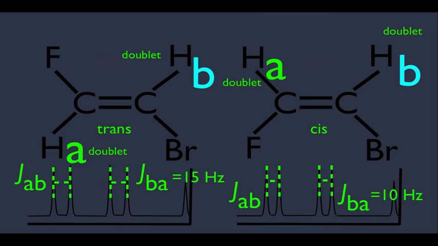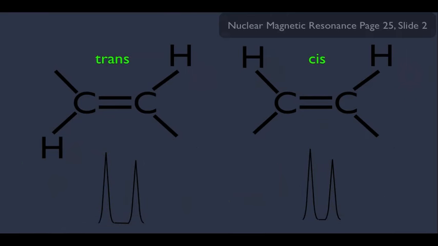So here's the point that I'm trying to get across. If you have a trans double bond, if two hydrogens happen to be trans to each other, of course, they're going to split each other's peak, but the split is a constant. The distance between those peaks doesn't vary. It's always going to be around 15 hertz. And the same idea for the cis. If you have two cis hydrogens, they will split each other into doublets, and the distance between those peaks is always a constant, J ends up equaling 10 hertz. So we can use this information to figure out if our molecule has a double bond, whether the double bond happens to be trans or cis.